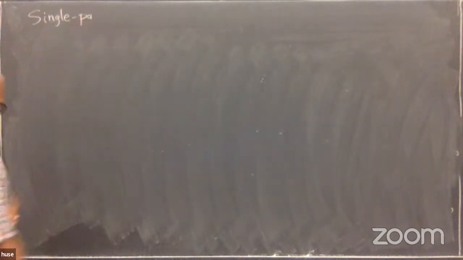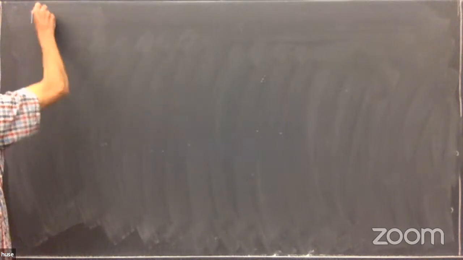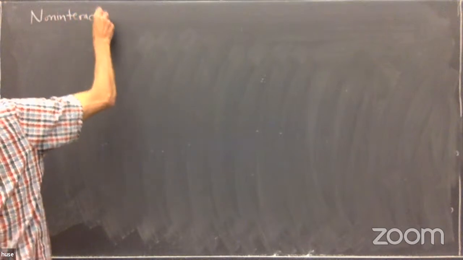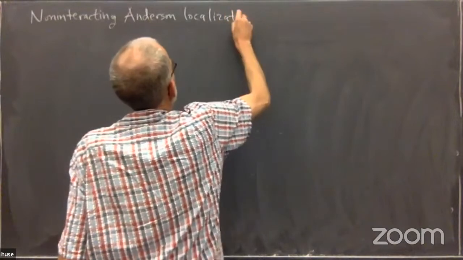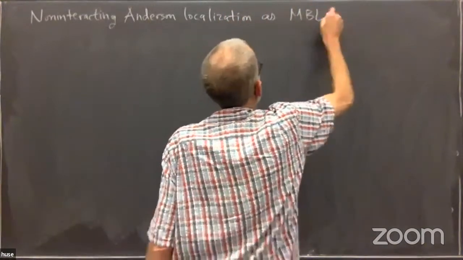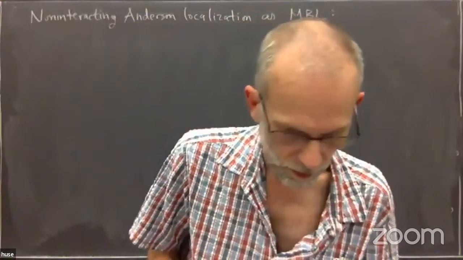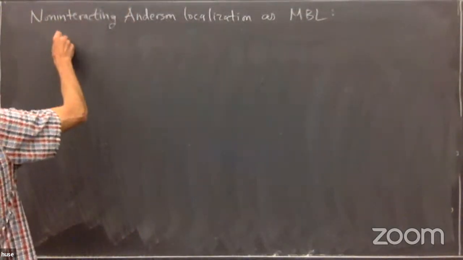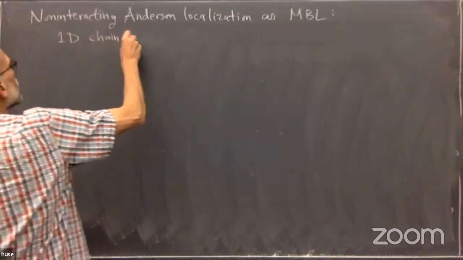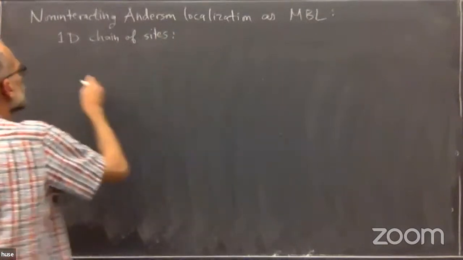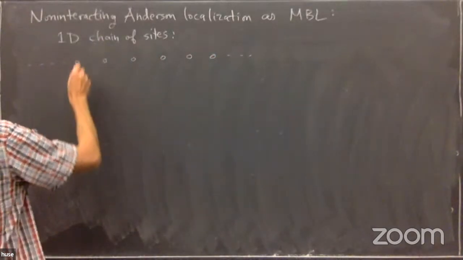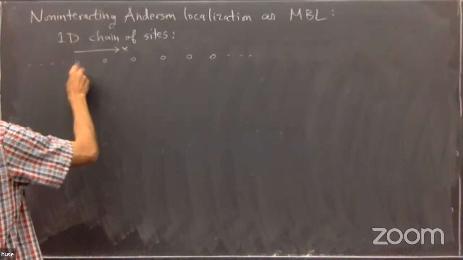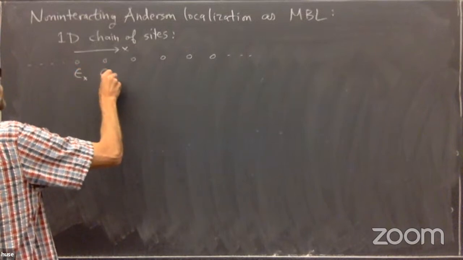Okay. So what I want to do next is, single particle, actually, let me not say single particle, let me say non-interacting. Non-interacting Anderson localization, as a warm-up to many body localization. Okay, so let's consider a 1D chain of sites. Here are the sites. Coordinate x. And then there are on-site terms, epsilon x, x plus one, those are on-site terms.